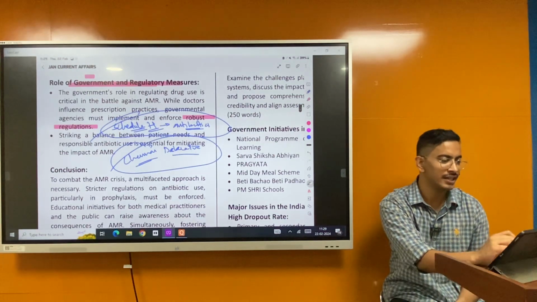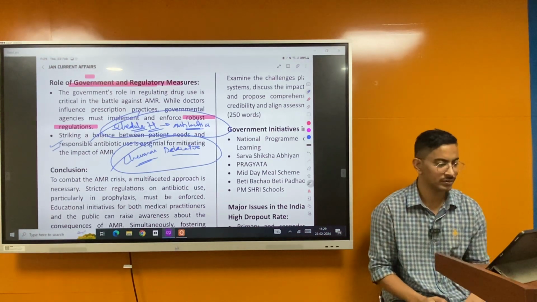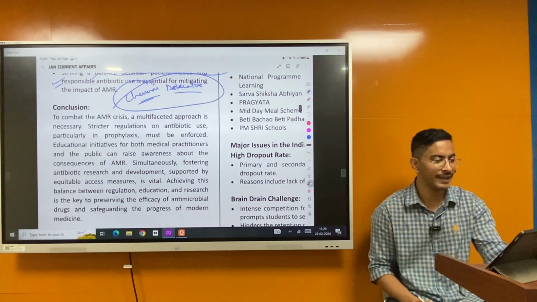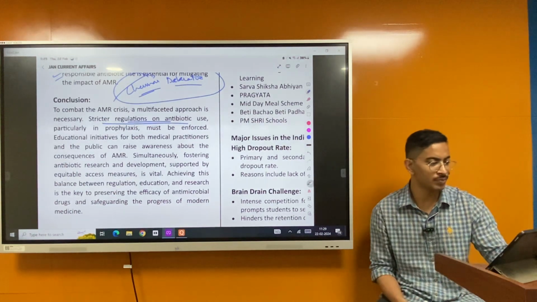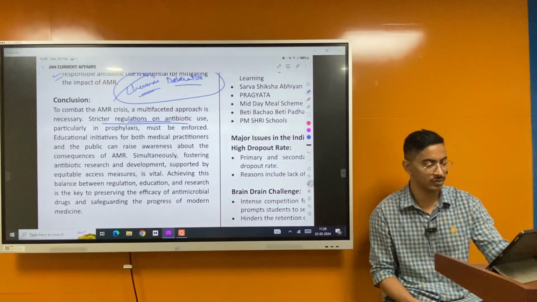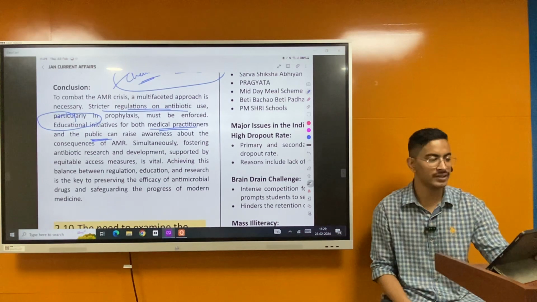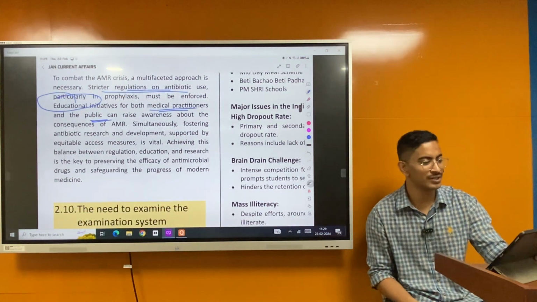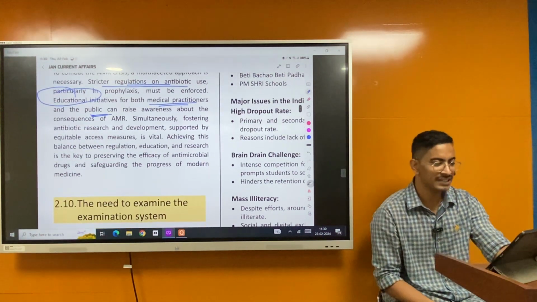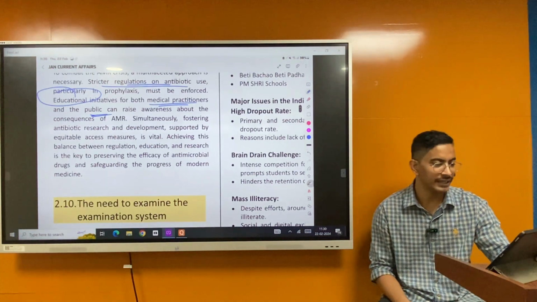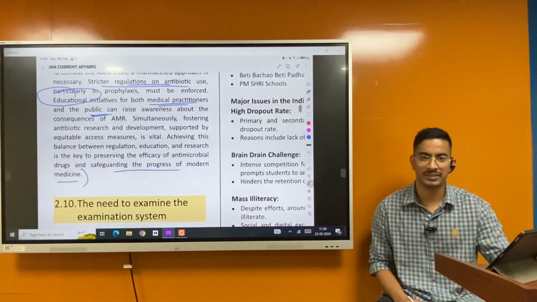Striking a balance between patient need and responsible antibiotic use is essential for mitigating the impact of AMR. So what is the conclusion? To combat the AMR crisis, a multifaceted approach is necessary. Stricter regulation on antibiotic use, particularly in prophylaxis, must be enforced. Educational initiatives for both medical practitioners and the public can raise awareness about the consequences of AMR. Simultaneously, fostering antibiotic research and development, supported by equitable access measures, is vital. Achieving this balance between regulation, education, and research is the key to preserving the efficacy of antimicrobial drugs and safeguarding the practice of modern medicine.